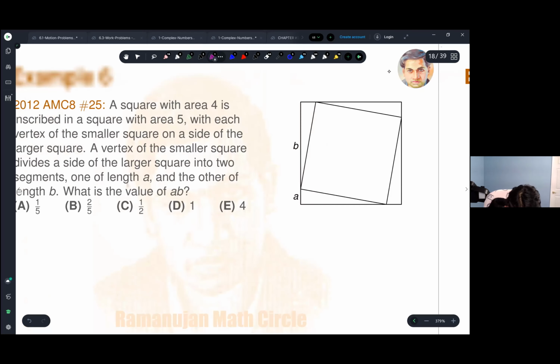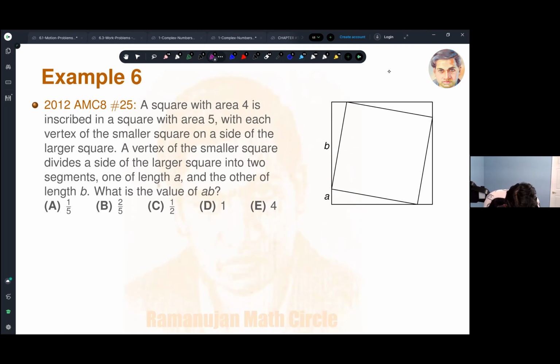Okay, next question. So a square with area 4 is inscribed within a square with area 5 with each vertex of the smaller square on a side of the larger square. A vertex of the smaller square divides a side of the larger square into two segments, one of length A and one of length B. So this is B and this is A. What is the value of AB? So I'll give you some time to think about it and work on it, and then we'll come back and discuss the question.